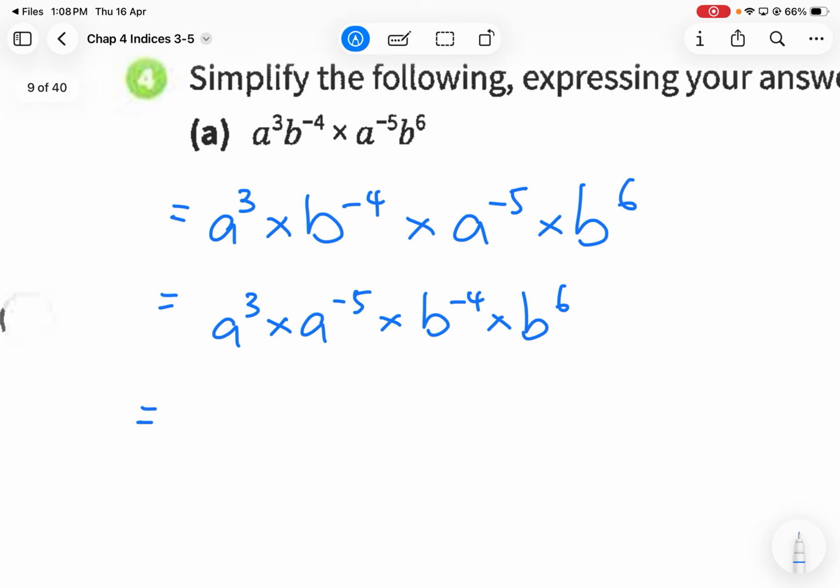Okay? All multiplication. So I put this one together, put this one together. Then a cubed times a to the power negative 5, I just take 3 plus negative 5. Then my b, just negative 4 plus 6.